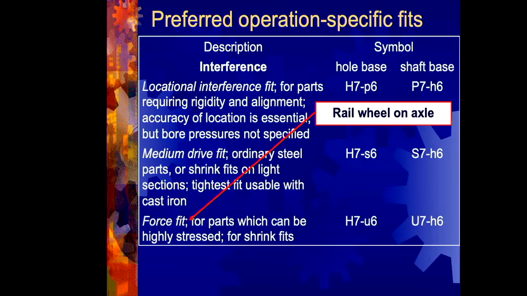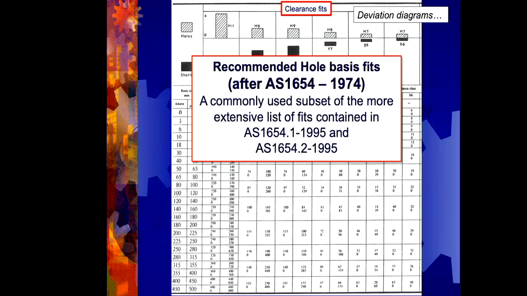And a forced fit is an example of which is a rail wheel being pushed onto an axle. And I talked a bit about that in the last set of lectures when I was looking at Peter McGowan, one of his case studies. So for parts which can be highly stressed and for shrink fits, with that temperature differential, the hole is made hot, the shaft is made cold, they put them together while the temperature differential exists, temperatures normalise and we expand and contract and get a forced fit. Railway wheels work that way.